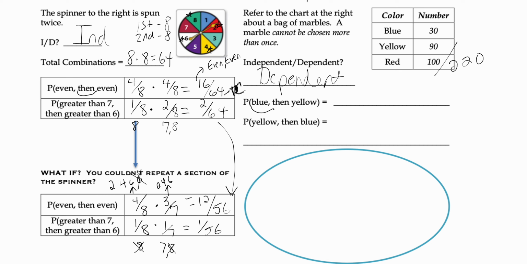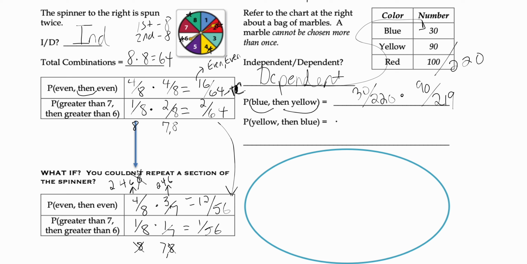The probability of blue. How many blues are there? There are 30 out of 220. The next time I pull, I'm looking for yellow. There are 90 yellows, but I have removed one of the blues from the bag, meaning my denominator is going to be 219.